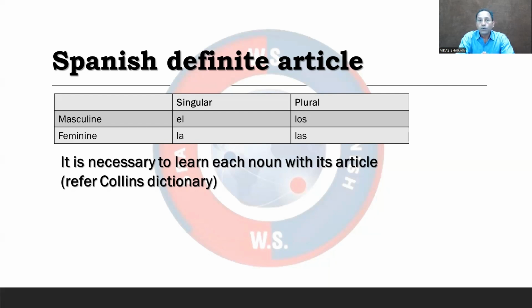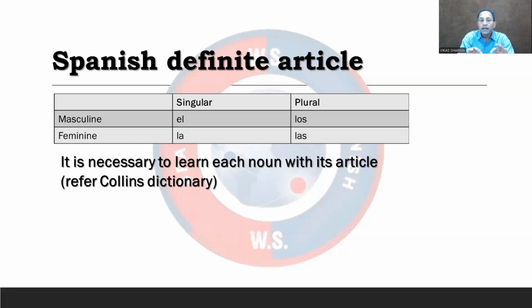Now, what about the plural? If you use los before any noun, it is masculine plural. If you use las before a noun, it is feminine plural.